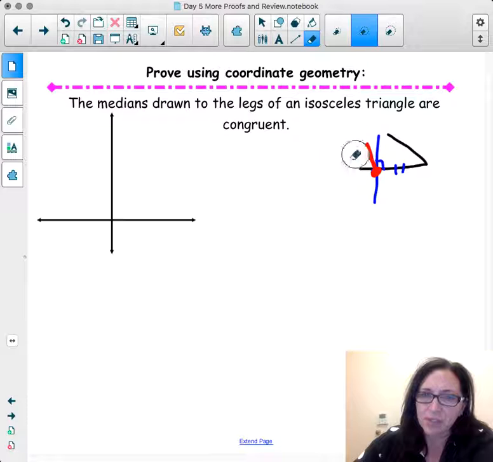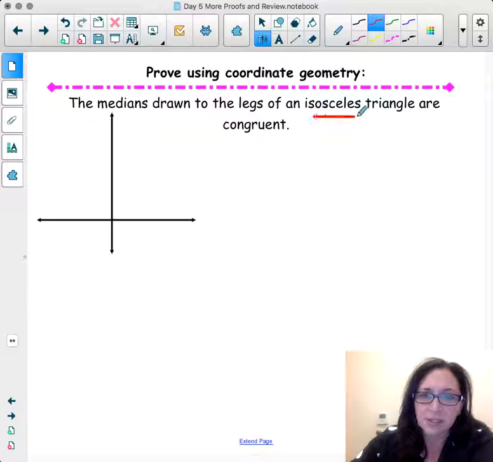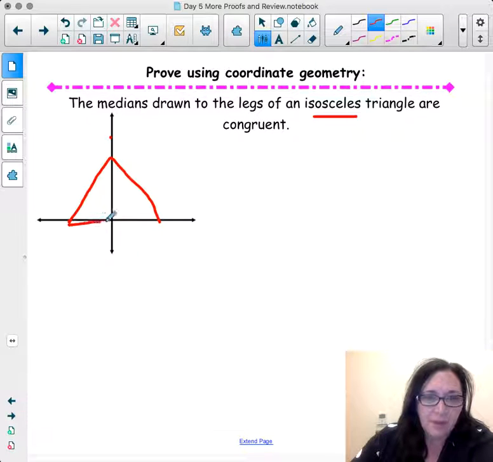on both sides. So let's draw that triangle on our axis. It's an isosceles triangle, so I'm going to try to make this even. Okay, that's good enough going across like that. We're going to call this point up here 0, B, and this point is 0, 0. It's isosceles, so that means two sides are congruent.